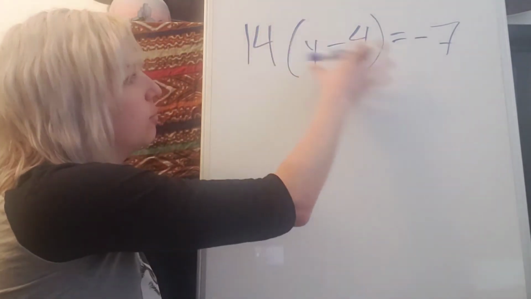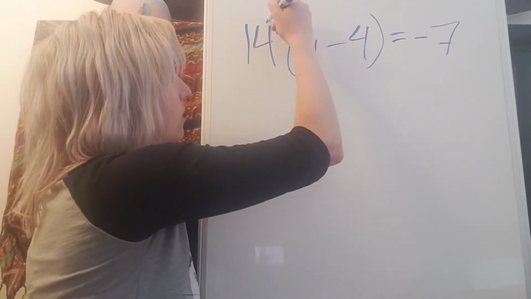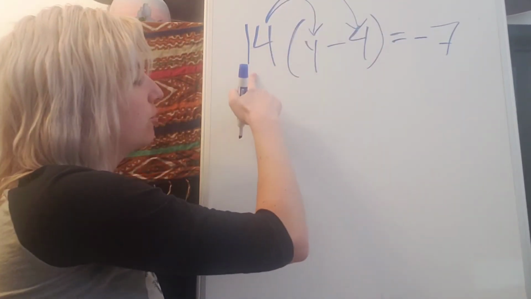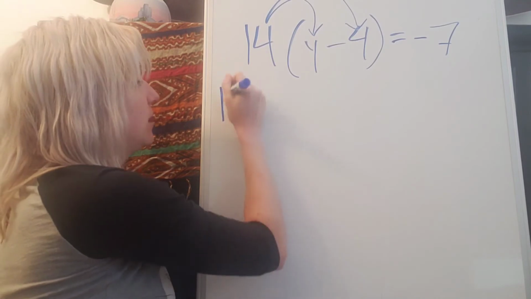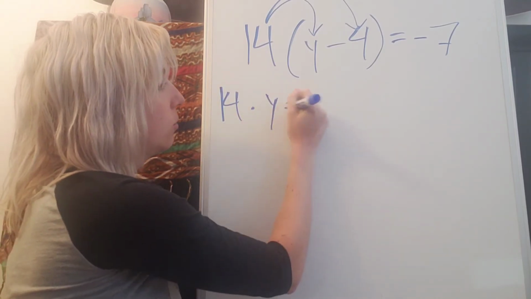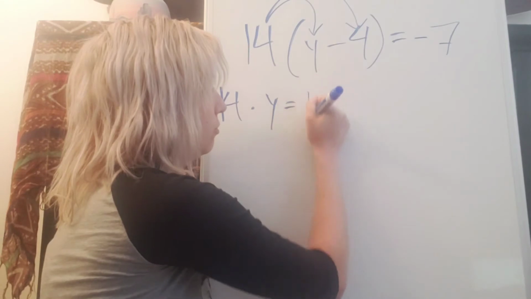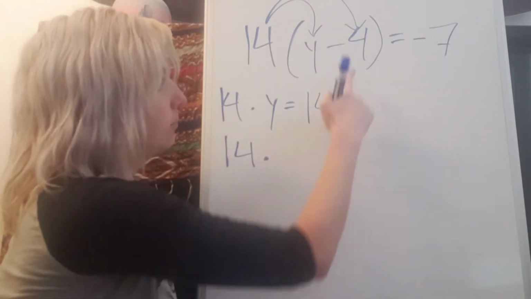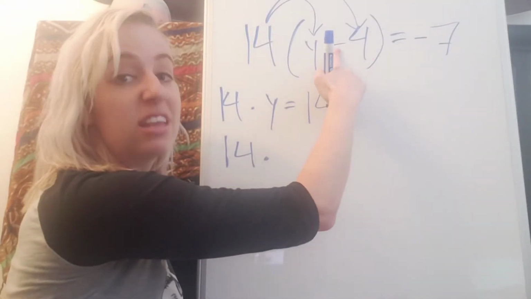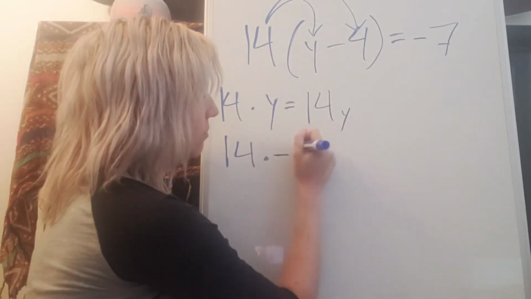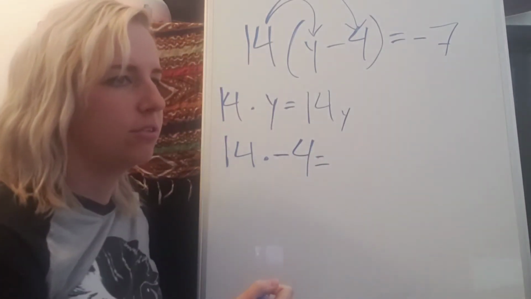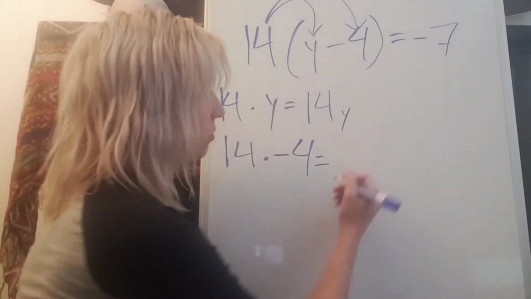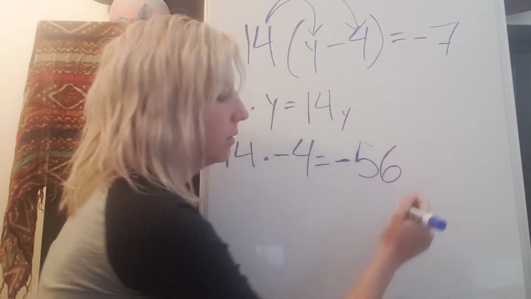Just like before, this is a multiplication problem. So I'm going to take what's outside of the parentheses and multiply everything inside of the parentheses by 14. So that means I'm going to take 14 times y, which is an easy one. Now it's just 14y. And then I'm going to take 14 times, now this is not a positive 4, but this is a negative 4. So 14 times negative 4, which gives me negative 56. Took me a second.